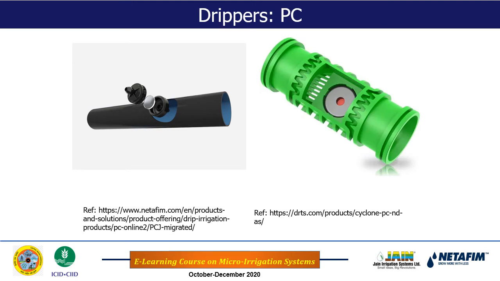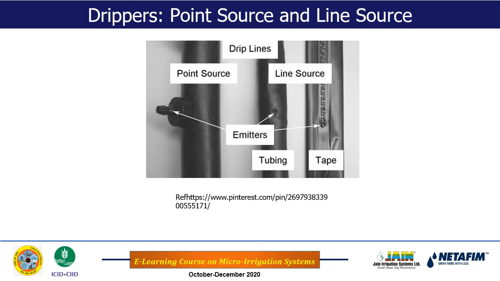The same thing will happen in case of the PC kind of emitters. The main function of the diaphragm is to control the opening with respect to pressure. So if pressure is less, then the opening will be more. And if pressure is increased, then the diaphragm will regulate the opening such that the opening will be reduced proportionally, so that even for high pressure and low pressure, in a certain range, you will get the same discharge.